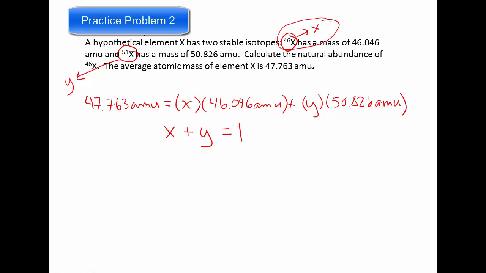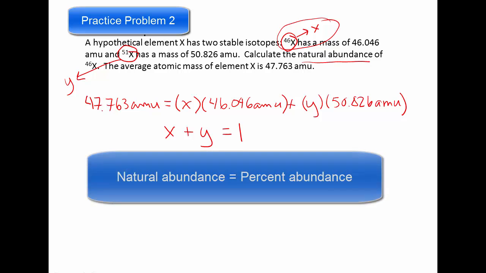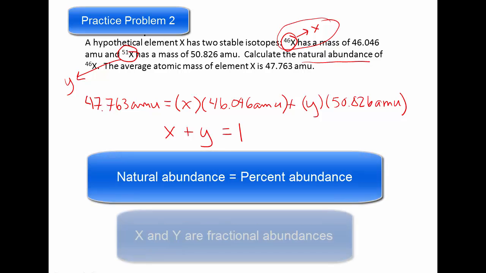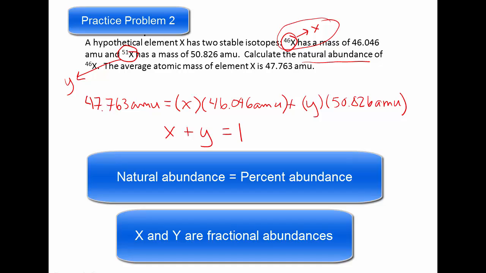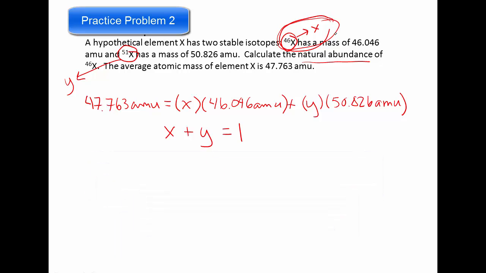We are asked for the natural abundance of X46, but we can get the percent abundance from the fractional abundance. So this number right here is what we're looking for, X. So we need to plug something in for Y to make it in terms of X. So we're going to solve this equation right now for X. So Y is equal to 1 minus X. Since we know that this is equal to Y, we can go ahead and plug that in for Y.